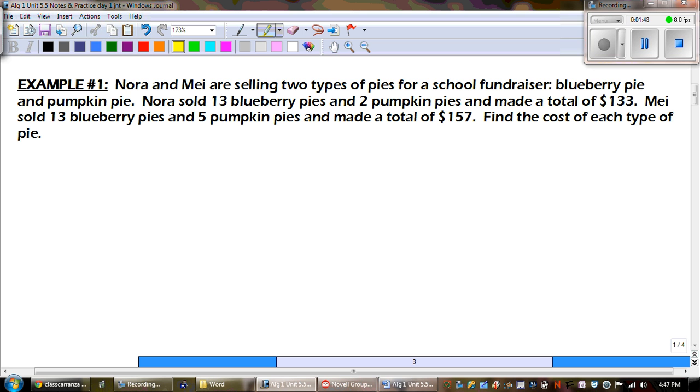Nora and May are selling two types of pies for a school fundraiser, blueberry pie and pumpkin pie. Nora sold 13 blueberry pies and two pumpkin pies and made a total of $133. May sold 13 blueberry pies and five pumpkin pies and made a total of $157. Find the cost of each type of pie.